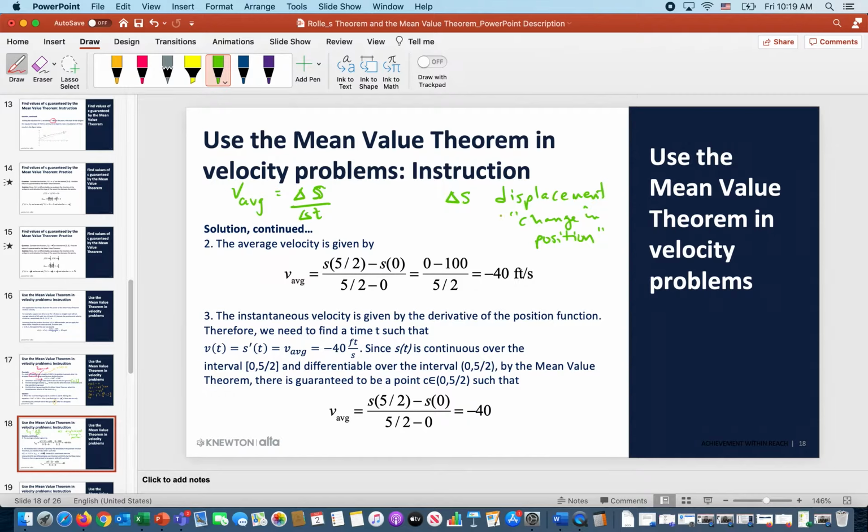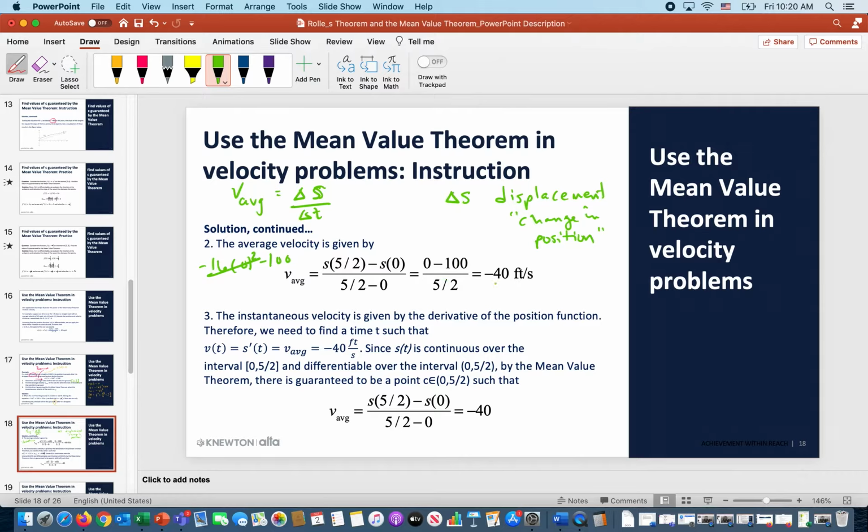So to figure out the change in position, we're just going to do s of 5/2, which we know is 0, minus s of 0. Okay, so we're plugging 0 into the original equation. Remember, the original equation looked like this. So this is going to be 0 minus 100, which is negative 100. And if you do the math, negative 100 divided by 5/2 is going to be negative 40.